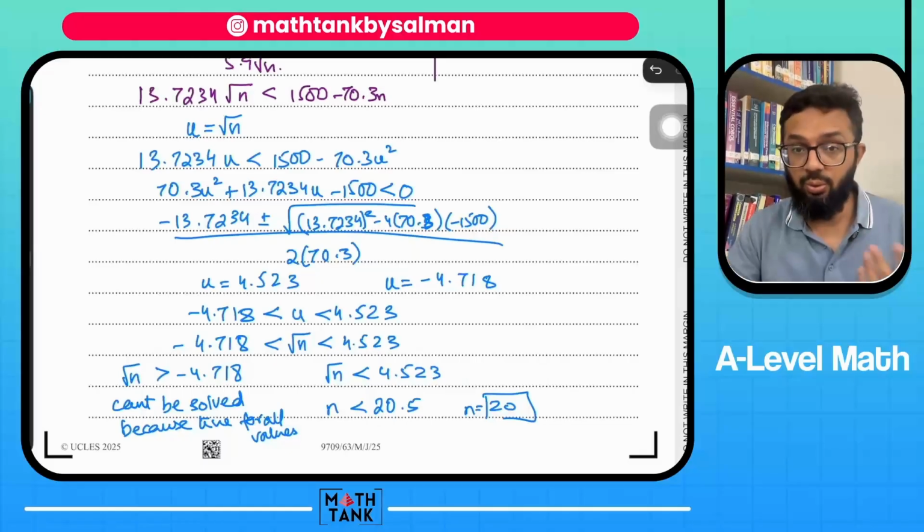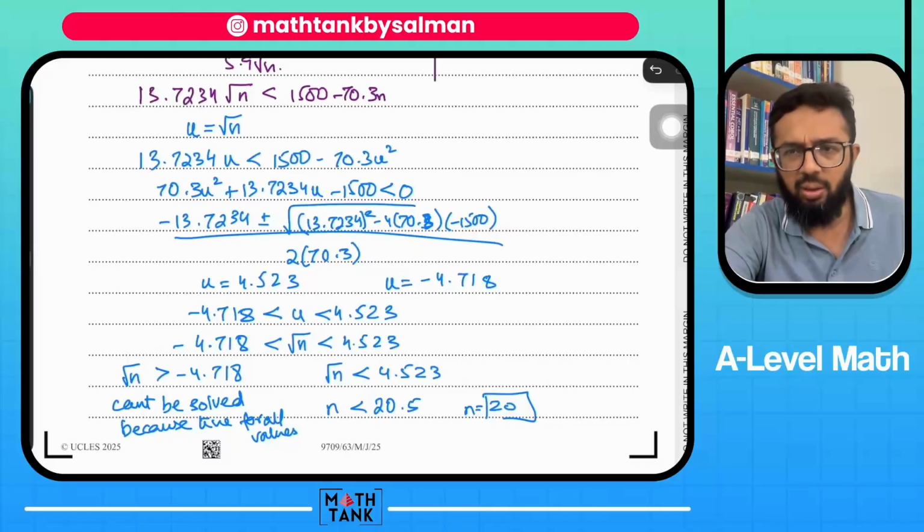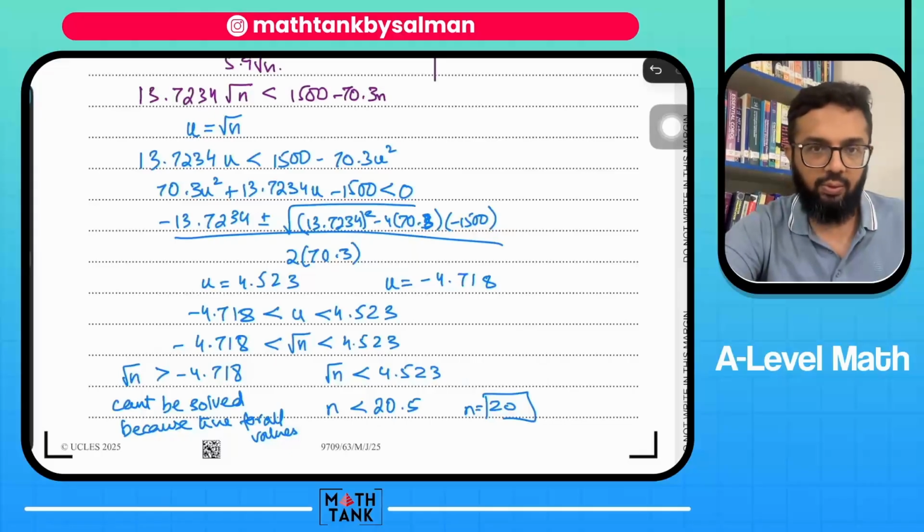This is something that you should know. You should be able to discard answers. The marking scheme converts it into an equation and solves it. But in order to understand why it was less than 20.5 and not 21, in this case the answer is 20, not 21. You will have to figure this out.